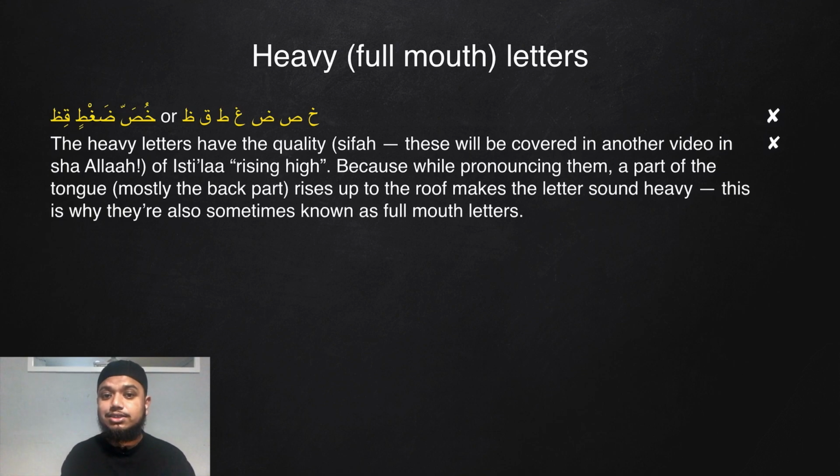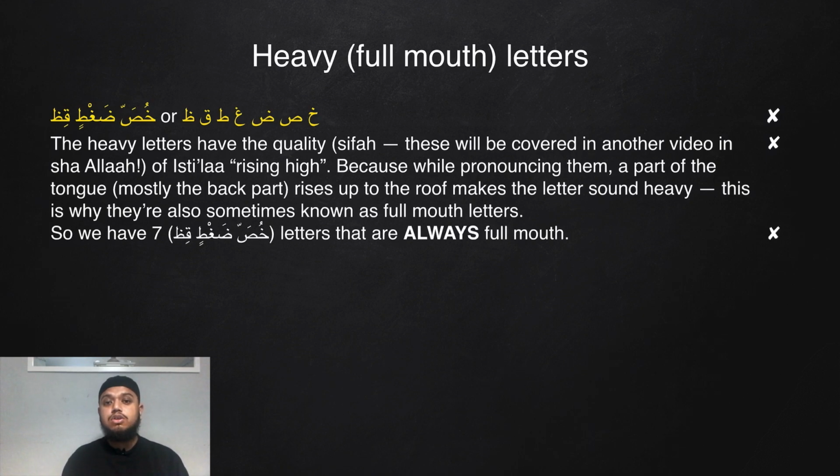But if we say a light letter, the sound just comes out of the mouth. It's very light, my tongue's not raised, everything's fine. Sin, fa, shin, waw, ya, noon. Any other letter basically. So we have 7 letters, khussa, daghtin, qidh. These letters are always full mouth. They always have a heavy sound. The sound always stays within the mouth.